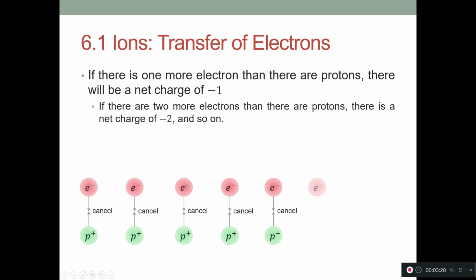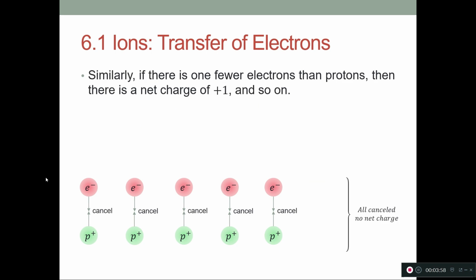Now, if we instead add another electron, we have one electron that's not being canceled out, and so that means we have a net -1 charge. Remember, the electrons have a charge of -1, so if we have one more electron, then our atom has a -1 net charge. If there are 2 more electrons than there are protons, then there would be a net charge of -2, and so on.